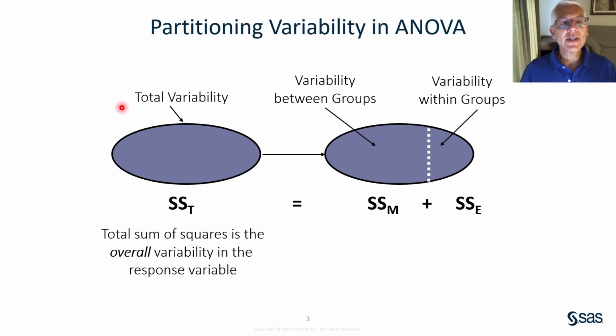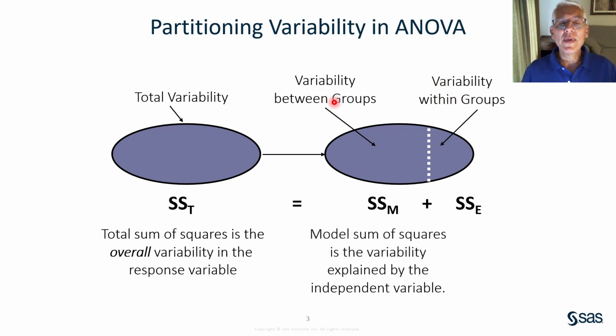Well, if we were to look at the total variability, that would be the total sum of squares, and it's a measurement of that overall variability in our response variable. We can actually take that total variability and break it up into two different pieces: the variability between the groups and the variability within the groups. The variability between the groups is called the model sum of squares. And as it turns out, that's the variability that is explained by our independent variable.